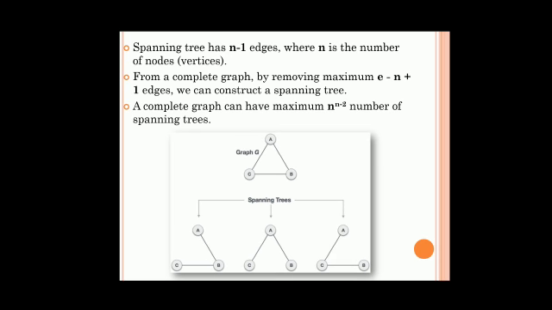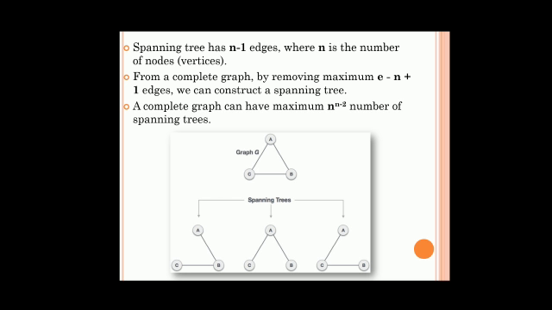Next, a spanning tree has n-1 edges where n is the number of vertices. From a complete graph, by removing a maximum of e minus n plus 1 edges, we can construct a spanning tree, where e is the number of edges in the graph and n is the number of vertices.